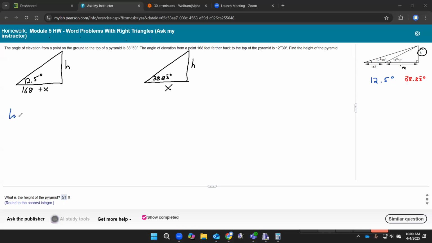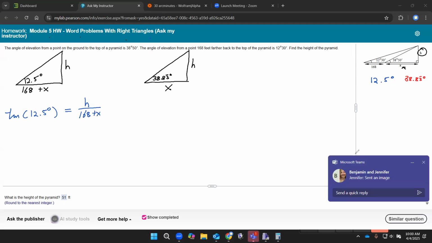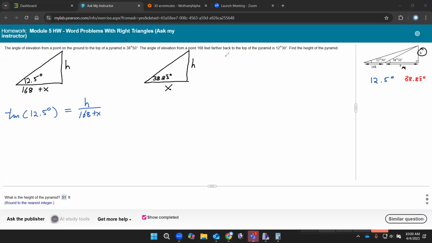What do we know? We know that the tangent of 12.5 degrees would be equal to h divided by 168 plus x. That has to be true. And we could also say that the tangent of 38.83 repeating degrees would be equivalent to h over x. Those are two equations, and I don't know what h and x are, so I have to find them somehow. Here are two equations, two unknowns, so we're going to have to use algebra somewhere to be able to do this.